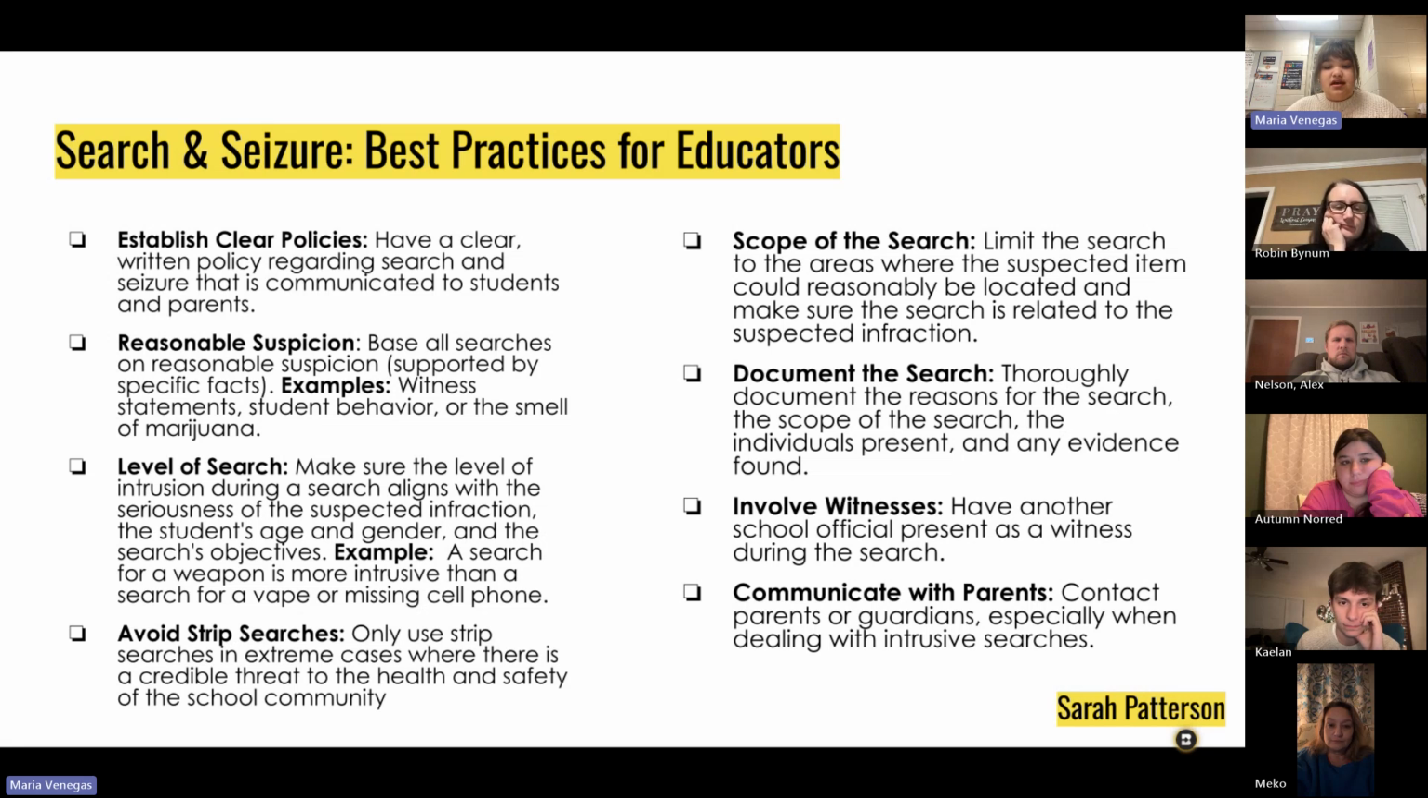So, some best practices for educators to ensure compliance: schools should have clear policies and base searches on specific facts. Match the search to the level of the threat, match the search to the area of the suspected items, document all actions, involve witnesses, and communicate with parents. School staff should avoid overly intrusive searches unless there is an immediate threat.